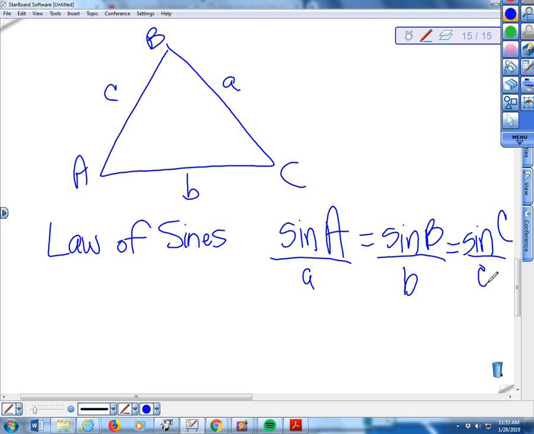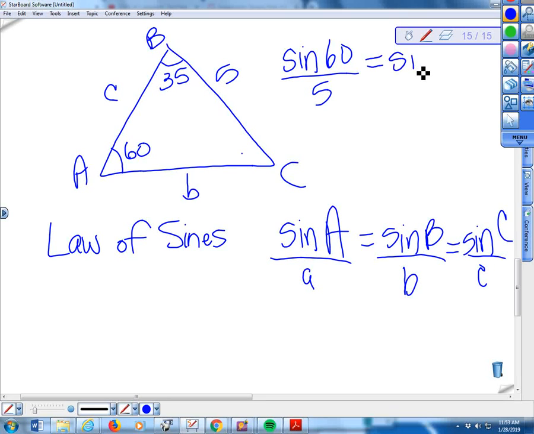Okay, so if I know this angle is, I'm just going to make some up here, and I know this angle is 60, and let's say this side length is 5. I can find this angle, right, just by taking 180 minus those two. I can find this side length by setting up that ratio. Sine of 60 over the side length opposite, 5, equals sine of 35, which is sine B, over side B.